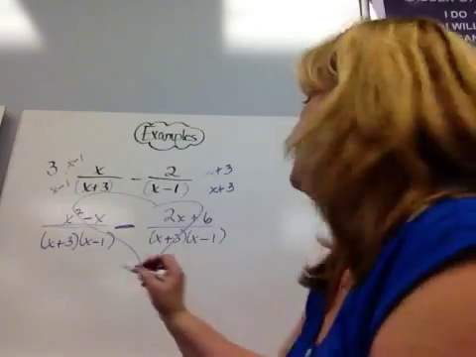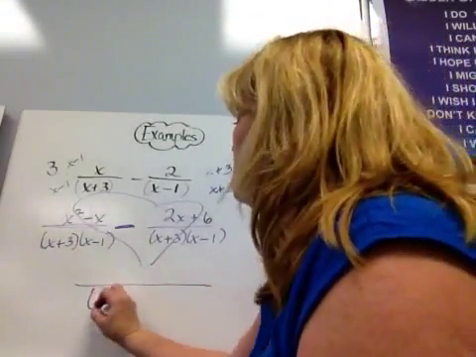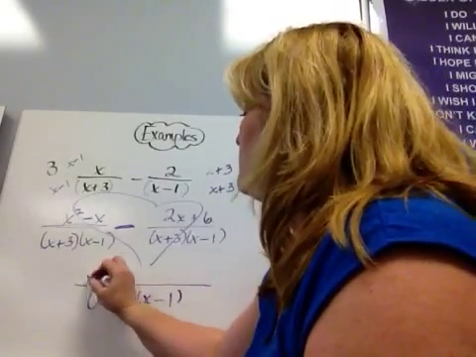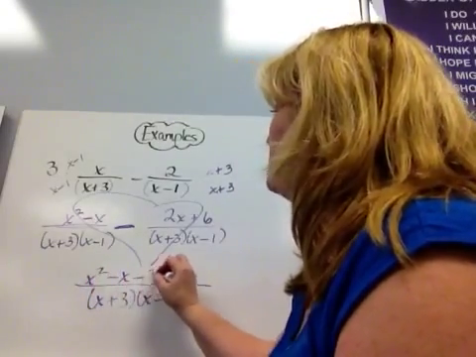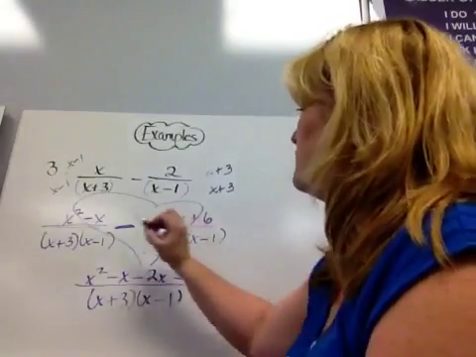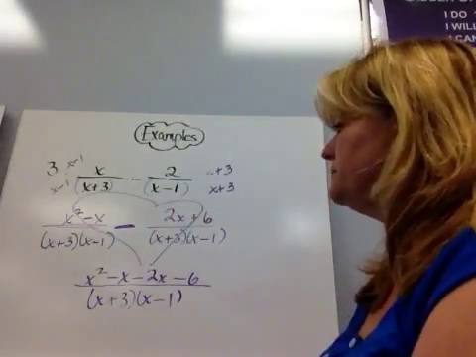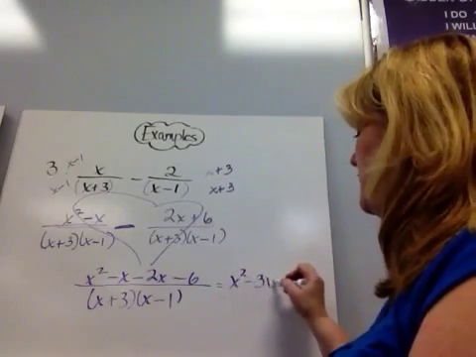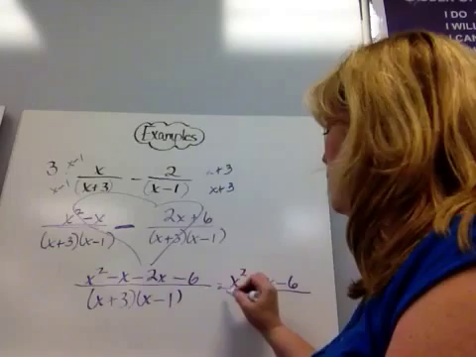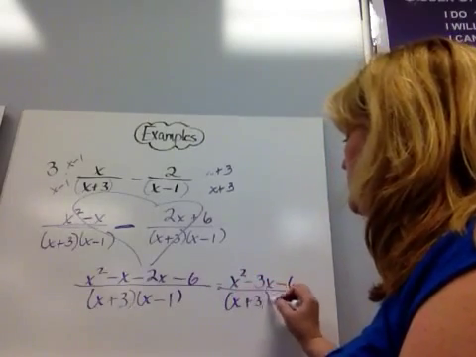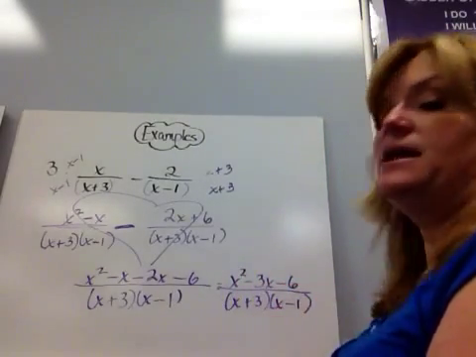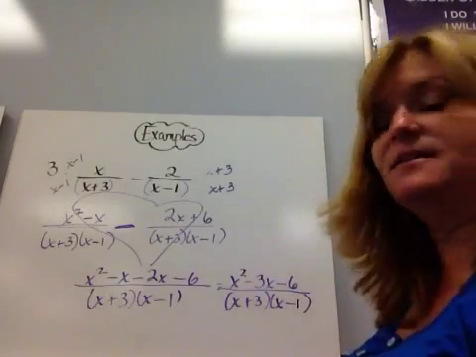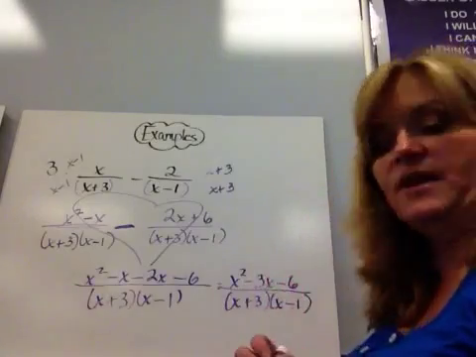It's in love. So we're going to draw a big line. Our denominator is x plus 3 times x minus 1. And I have x squared minus x minus 2x minus 6. Make sure that you carry that through. So I end up with x squared minus 3x minus 6 all over x plus 3 times x minus 1. Now, if you leave the denominator like this, you can check to see if I can factor the numerator, and I can't. It's not factorable, so that's our answer.